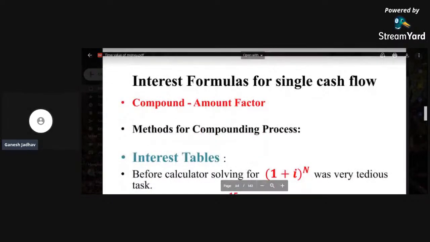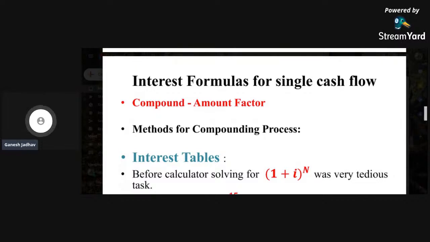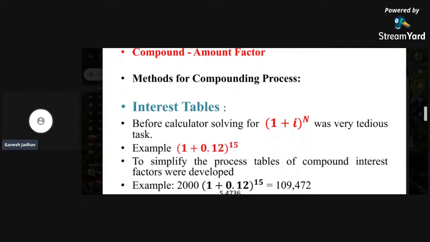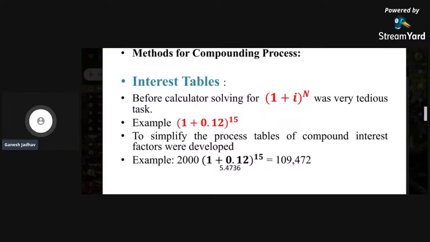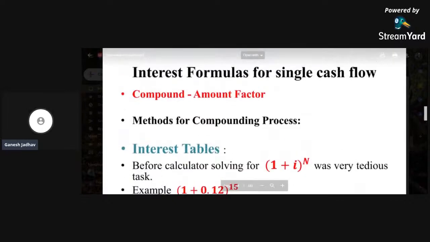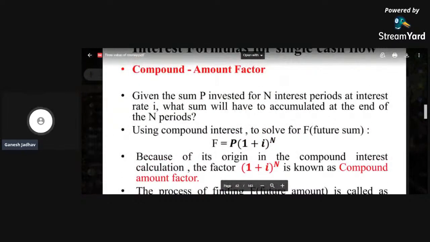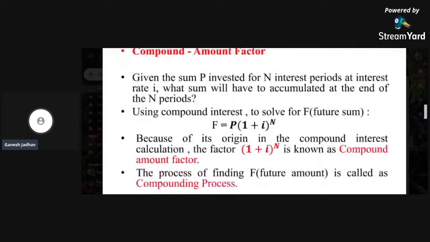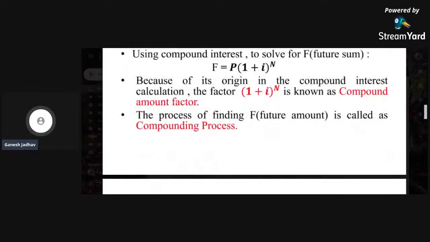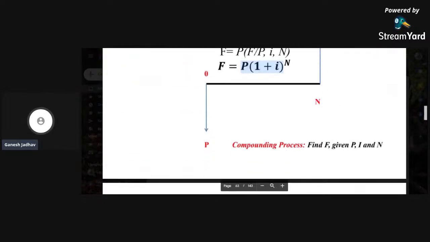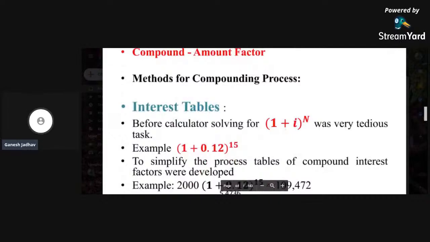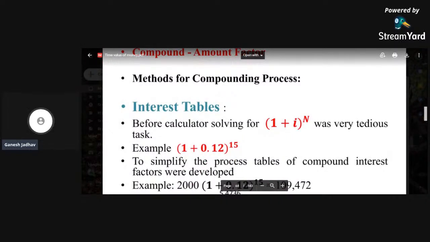Then what is another method? The interest table. Before calculators, solving (1 + i) raised to n, that is the factor. What is the factor? The interest factor, that is the compound amount factor. Computing (1 + i) raised to n, the compound interest factor, was a very tedious task.